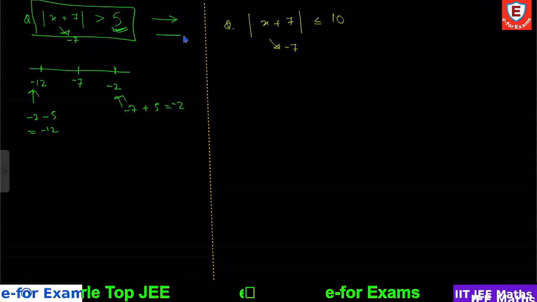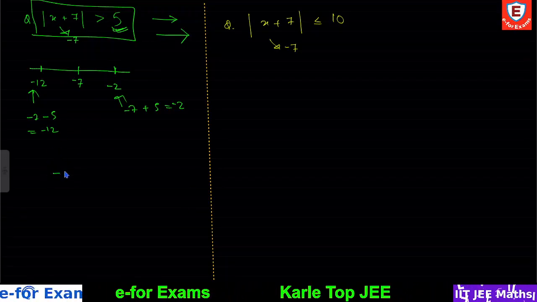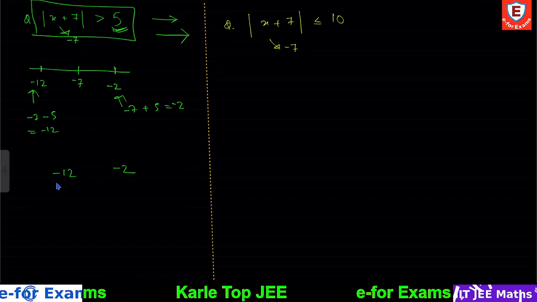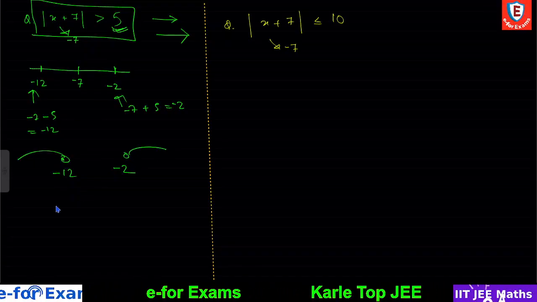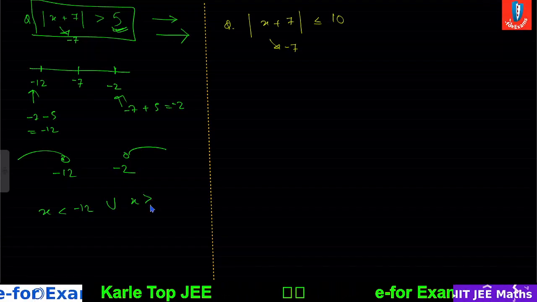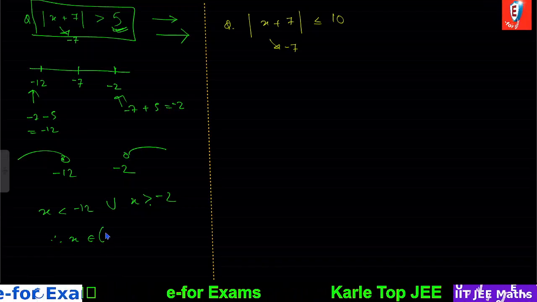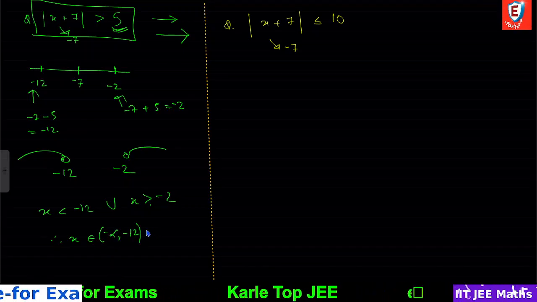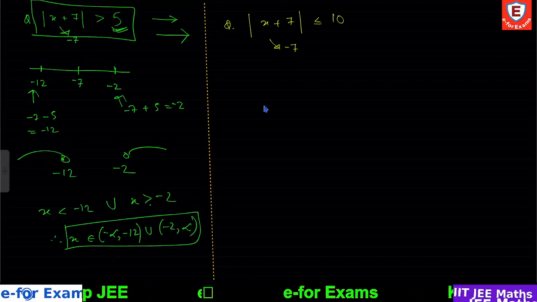So since the arrow is going away, that means beyond. The answer will be beyond minus 12 and minus 2. Answer will be, hollow circle, beyond this and this. x is less than minus 12 union x is greater than minus 2. That is, x belongs to minus infinity to minus 12 union minus 2 to infinity. This is the answer. What about this?